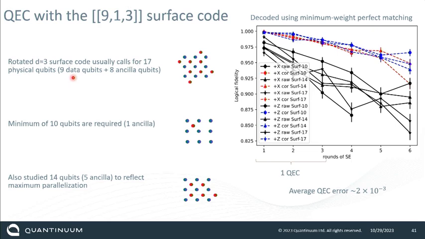And surface 14, at first glance, might seem like an arbitrary thing to look at. Why would you just pick 5 ancilla? That seems a little weird. But if you recall the trap diagrams I showed you at the beginning, we have 5 gate zones in this particular machine. So 5 syndrome measurements is the most we can actually make in parallel at any one time. So we're looking at the most ancilla you can have, the least ancilla you can have, and the most syndromes you can measure at any one time.